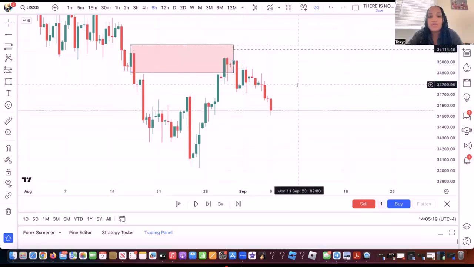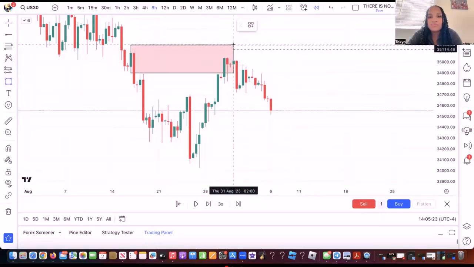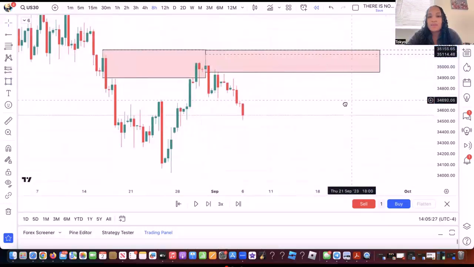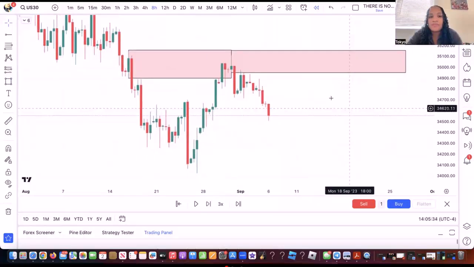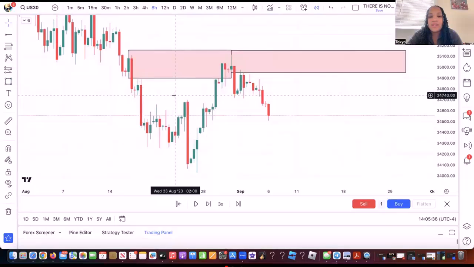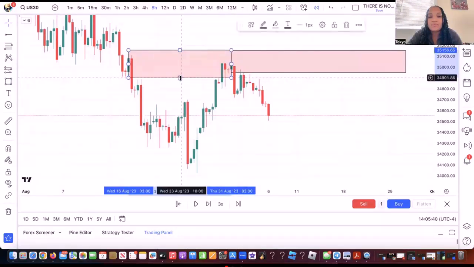So I'm just going to leave that right there. And then from that little doji candle, what I'm going to do is I'm going to extend that out. And I'm going to just do away with the highs right at this moment because I really want to focus on this area. Price respected this area, and I want to see if we have a shot at coming back up to this zone.